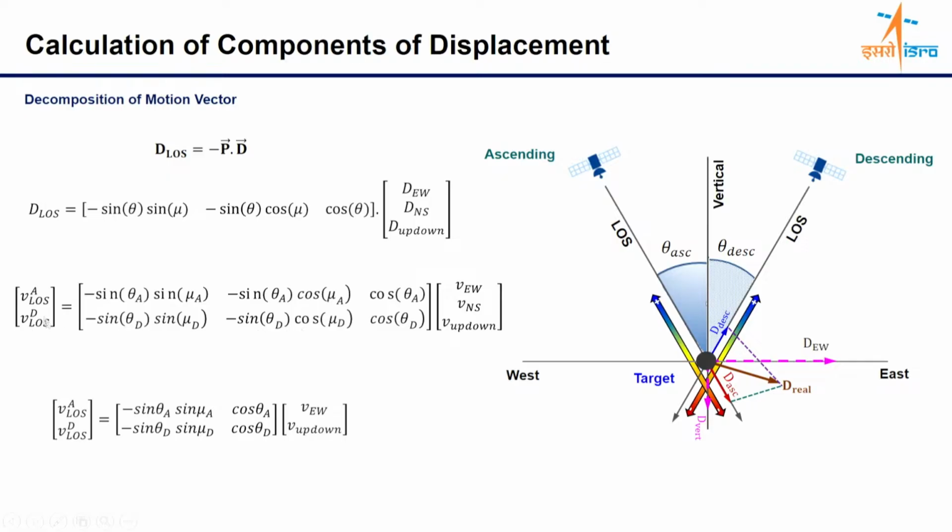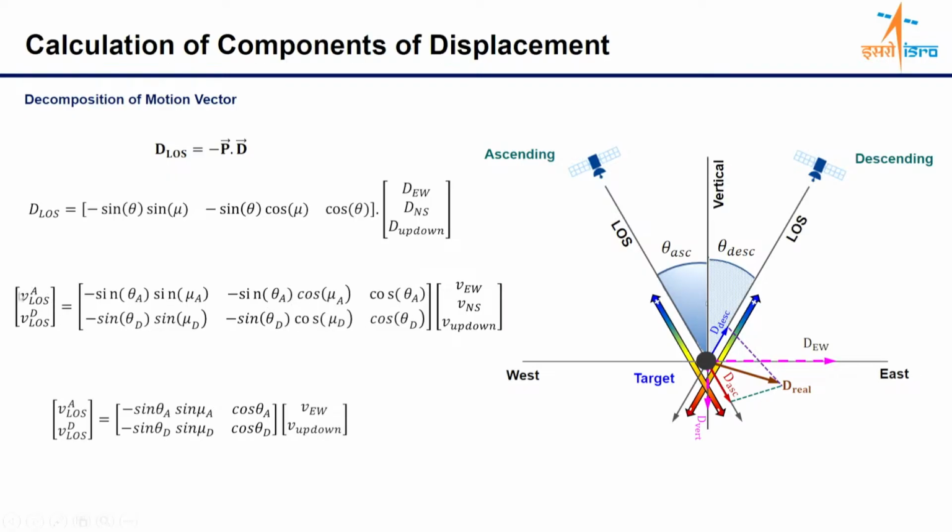And for the line of sight from the descending path, it is written again with the same components, because the real displacement vector has the same components; it is not going to change. You cannot write different components of the displacement vector from the ascending path and again different ones from the descending path. That is not possible. The components of this actual, real displacement vector are unique, and we are not going to change that: the EW, NS, and up-down displacement. So now you have 2 equations.